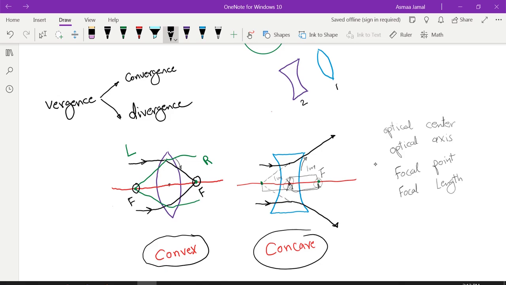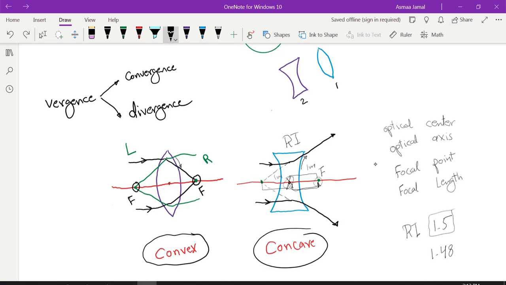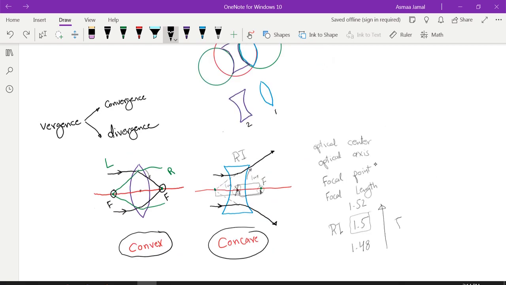This focal length depends on the refractive index of the lens, which is here. Mostly we have it from glass. The refractive index of the glass is mostly 1.5. Of course, we have different types of glass, but all of them have a refractive index close to 1.5. It could be 1.48, for example, or it could be 1.52 in another type of glass. The focal length will decrease, which means become shorter. So number one, the focal length will depend on the refractive index, and number two, it will depend on something we call the curvature.